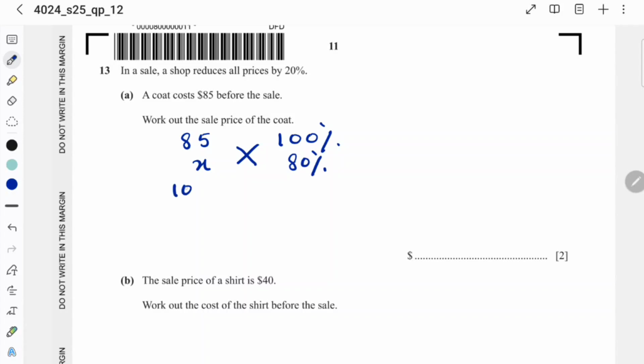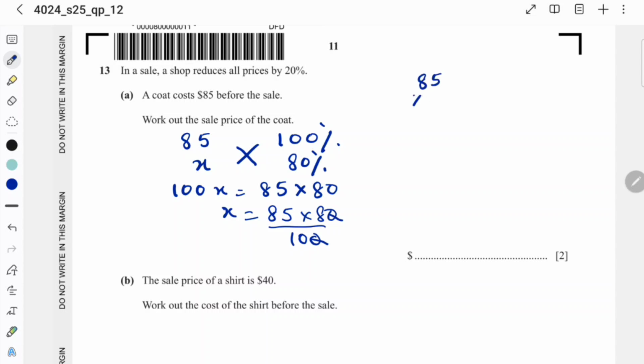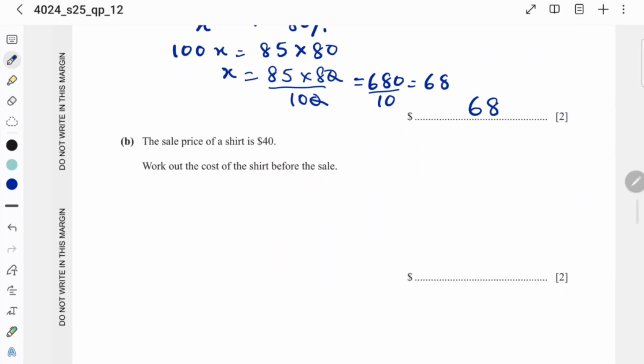So simply cross multiply. 100x equals 85 times 80, and x equals 85 times 80 divided by 100. Okay, so we can do 85 times 8 simply and divide by 10 afterwards. So 85 times 8: 8 times 5 is 40, 8 times 8 is 64, plus 4 is 68. So that is equal to 680 divided by 10, and $68 is the answer, which is the sale price after 20% reduction.